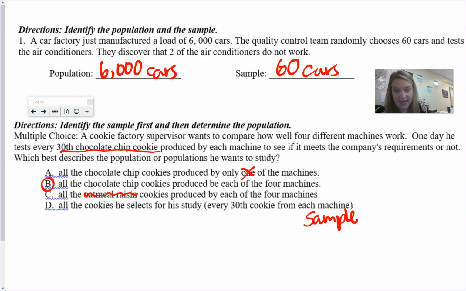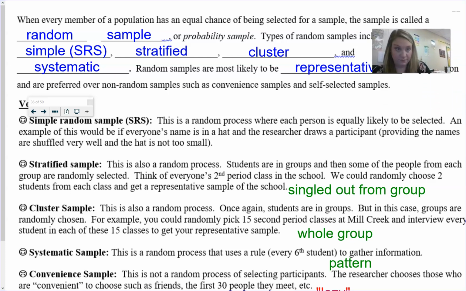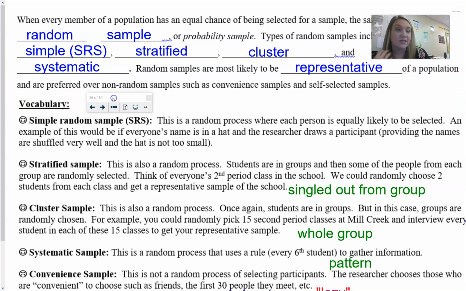So now let's decide what is a good way and not a good way to pick our samples. Okay. So when every member of the population has an equal chance of being selected, this is called a random sample. This is the best way to do it. So examples, these are the ones we like, are going to be simple random sample, which is like pulling a name out of a hat, stratified, cluster, and systematic. These are all most likely to represent the population if we choose these ways to pick our samples.